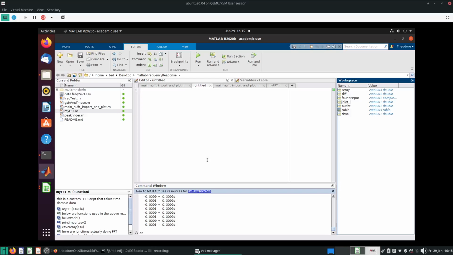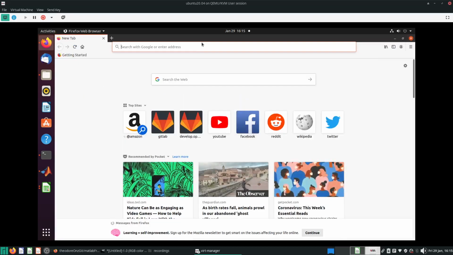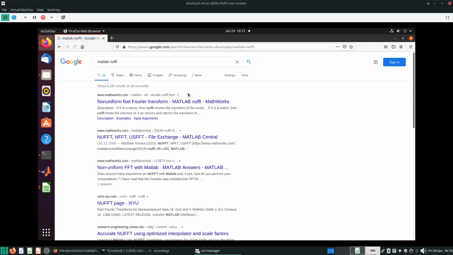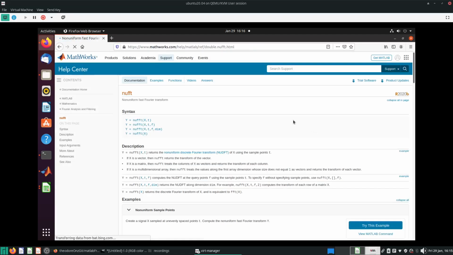In the last video, we talked about how to quickly import data arrays via CSV and perform a non-uniform fast Fourier transform on them. In MATLAB, FFT is what you usually search for, and this is where you have your function.